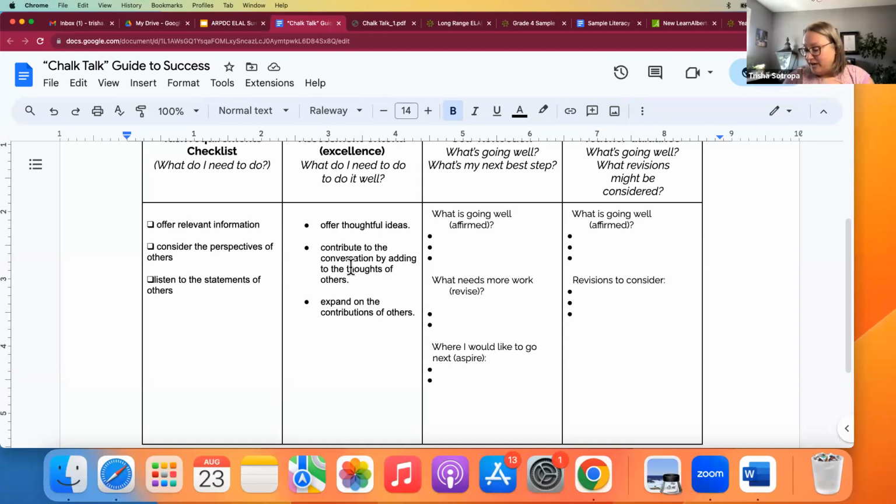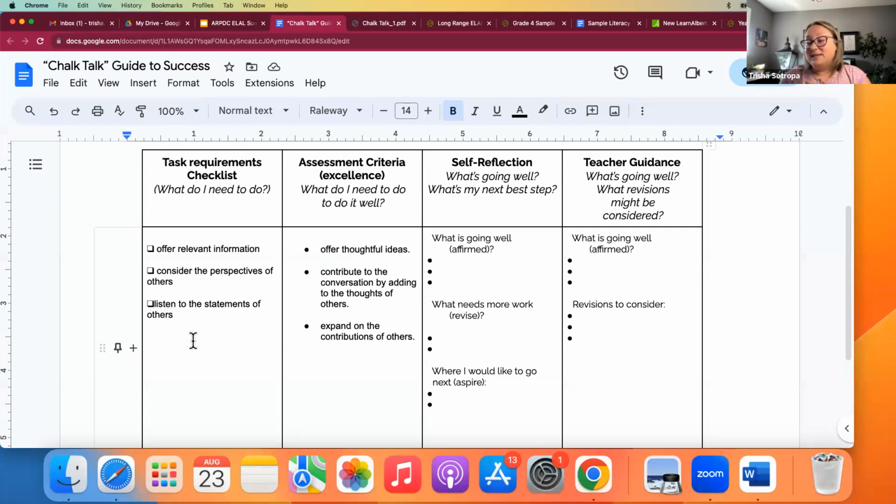And this is also from the curriculum in the oral language section. And it's an important part of Chalk Talk because this is how the students branch out from their original thought. They contribute to what other people are thinking, to the ideas that their partners or other people in their group have put onto the page. And then you expand on the contributions of others. So this is what needs to happen just for the task to be done properly. This is what needs to happen for the task to be done at a level of excellence.